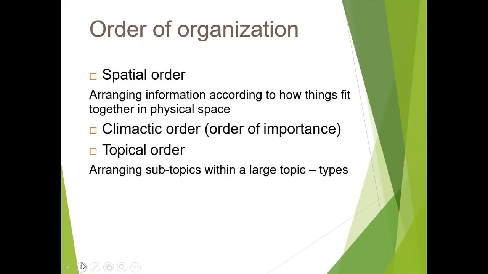Climactic order means order of importance, that you are writing in a proper order, where what is more significant will come first and then the less significant will come later. And then topical order means arranging subtopics within a larger topic, or you can say types. If you are describing something like a mobile phone, mobile phone is the larger term, and then types are the smaller terms, like subtopics. So you will first mention the main topic, and then you will define and describe the subtopics or the things that come under that topic. All right, so these are the three orders that you need to follow when you are writing.